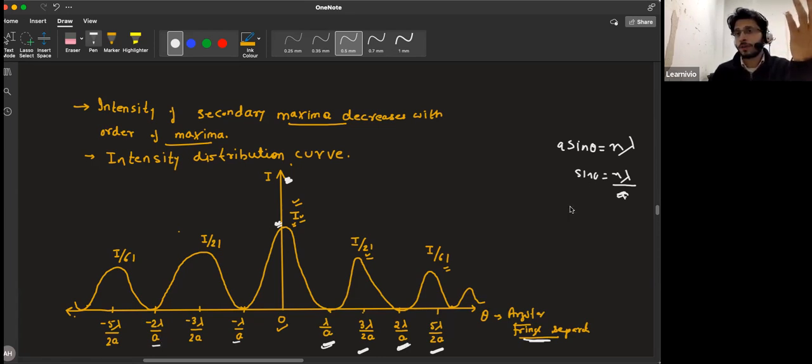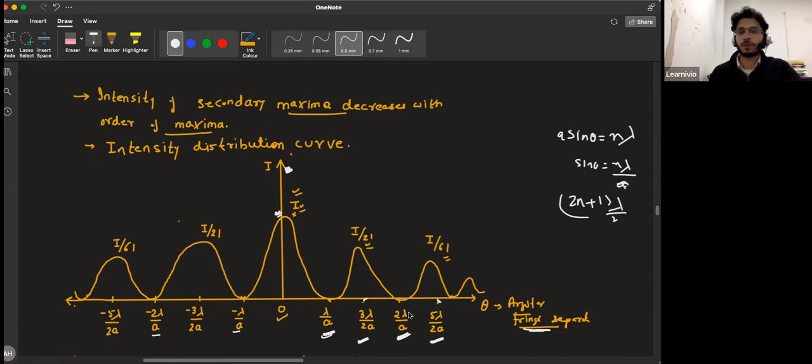For maxima, we have the path difference 2n plus 1 lambda by 2. So we put n equal to 1, we get 3 lambda by 2, which is the first maxima. Put n equal to 2, you get 5 lambda by 2, that's the second maxima.